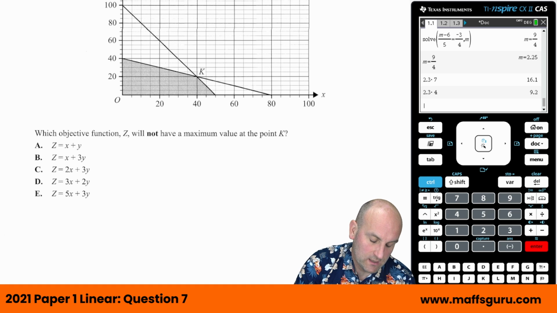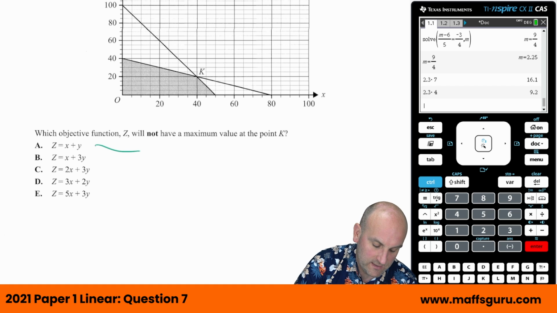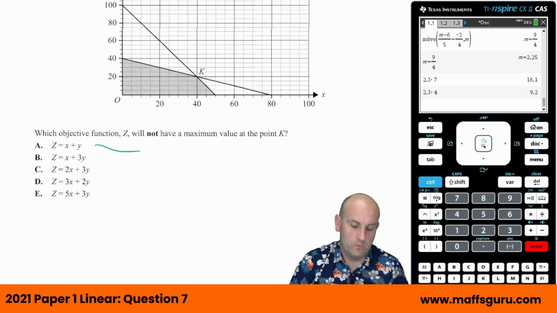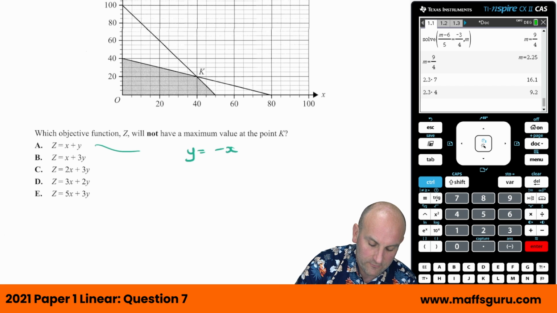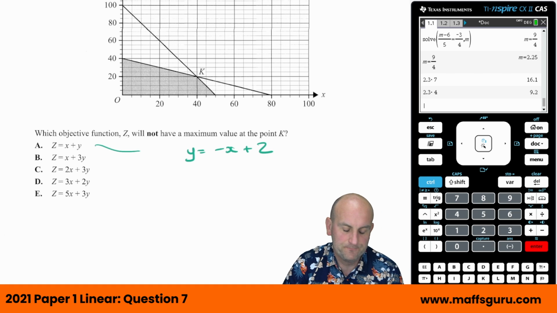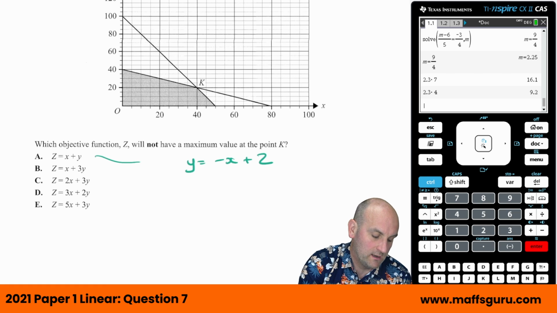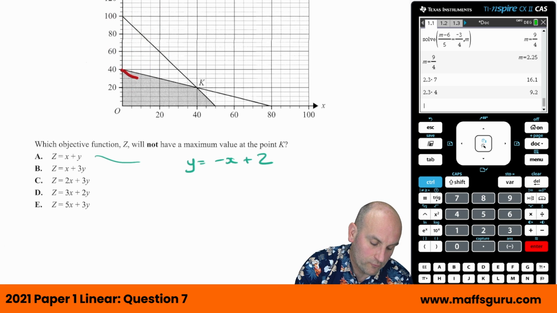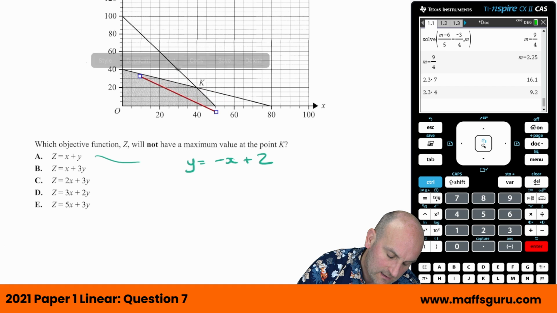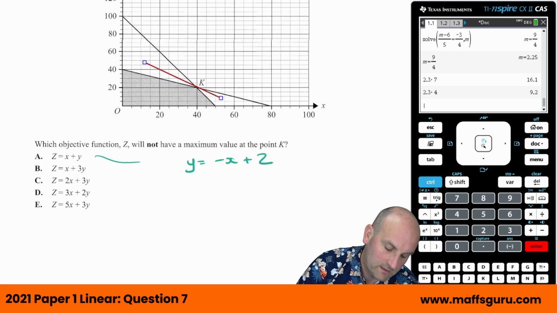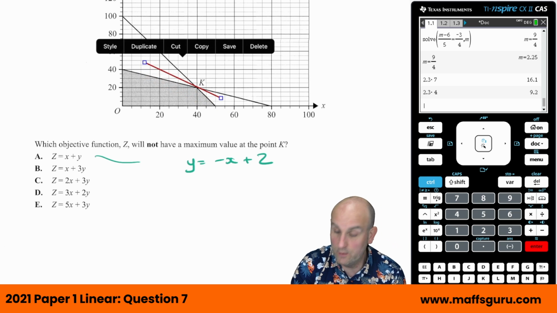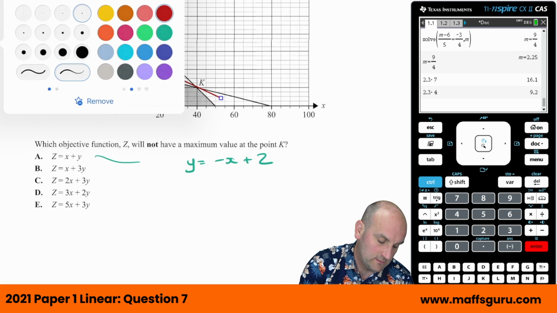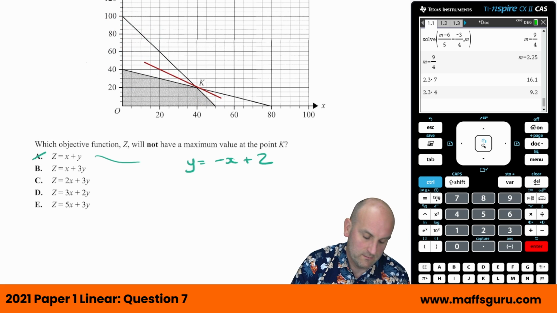So what I said here was, when we have a look at this equation and rearrange it, and I always rearrange it for y equals, I get y is equal to minus x plus z. So now, using my sliding line, I'm looking for a gradient of minus 1. So a gradient of minus 1, I can draw a line between 40 and 40, for example, and now I can just drag that up. And if it hits only 1 point, then that will be the maximum, and so A wouldn't be my correct answer.